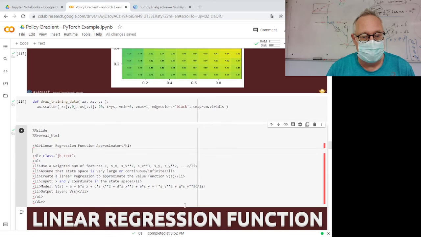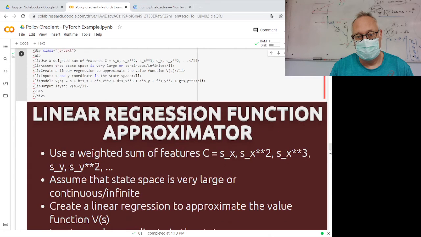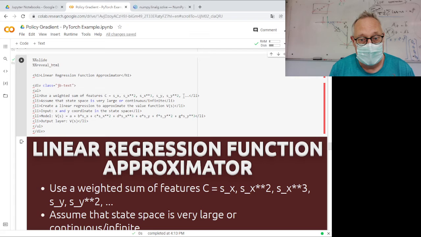And I design a couple of extra features then. And I decided to use up to a third order polynomial. And this is really just a guess. I didn't put much thought into it. So we have sx, sx squared, sx cubed, sy squared, and I guess I cannot put in the last one as well, because there's only one missing, sy cubed.